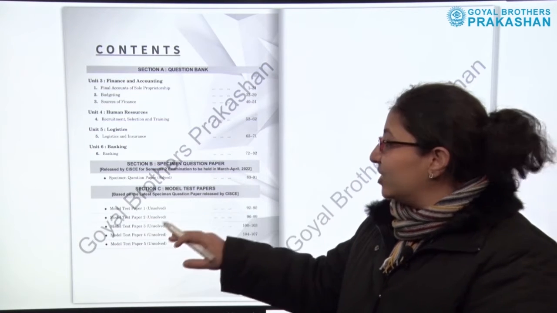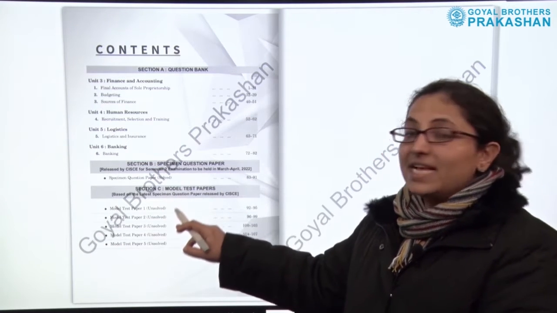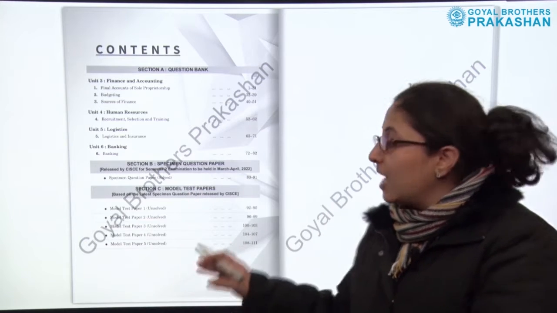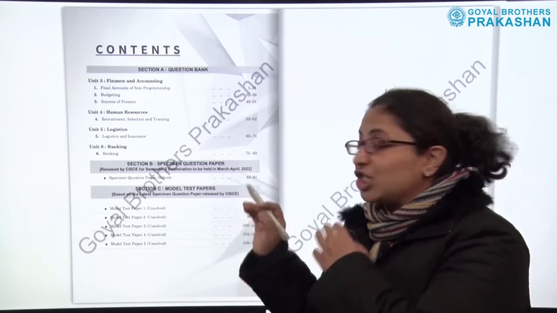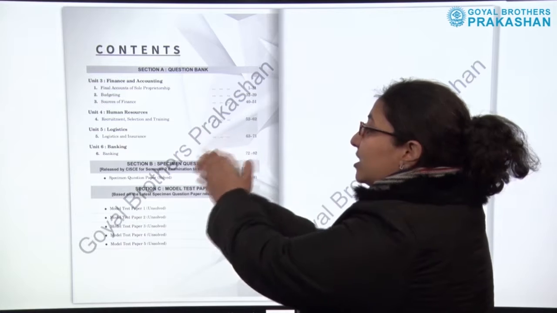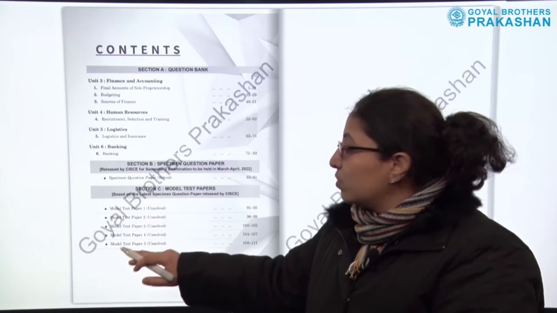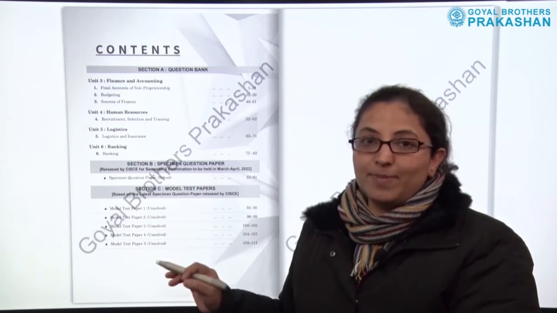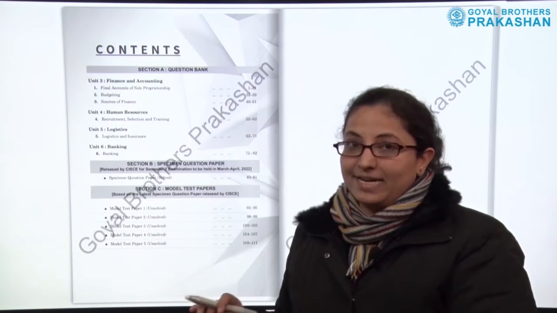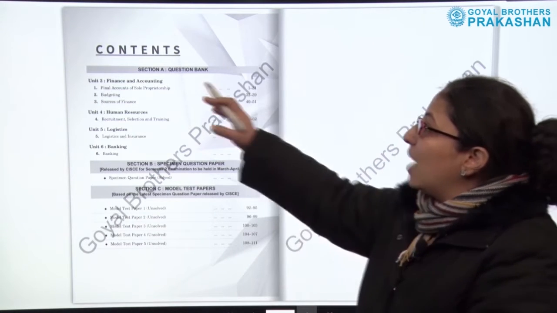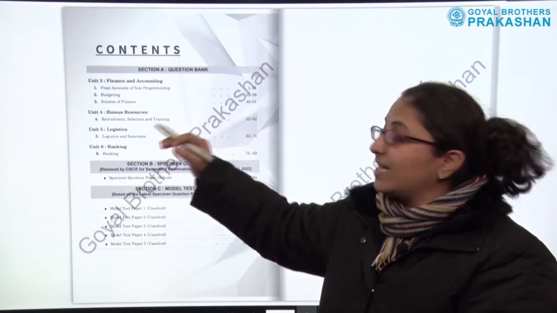After that, section C comes. Section C is model test papers. Now, these model test papers are strictly based on the latest specimen question paper released by the council. There are almost 5 unsolved model test papers for the students to practice. Now, let us see how every unit in section A is designed.